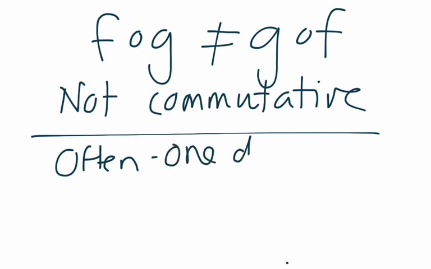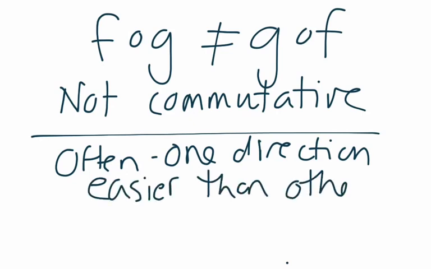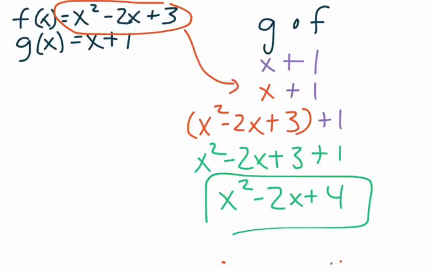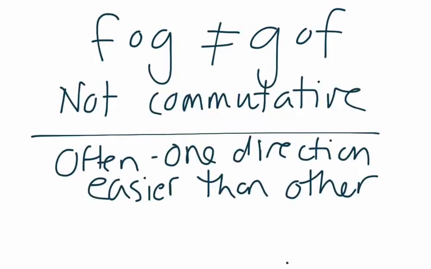One direction is easier than the other. And so as you're doing some practice problems, you'll notice that g of f there was a much simpler process than f of g. It just had less in the way of simplification. So that can happen a lot of times too.